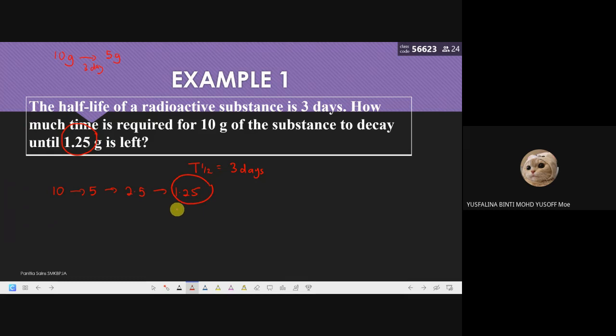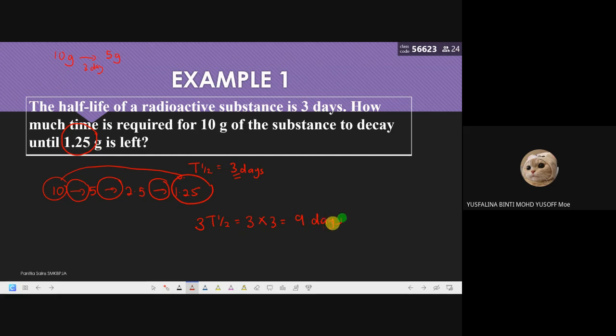The next part, you have to find how many days it will take starting from 10 until it becomes 1.25. So what you have to do is find how many half-lives there are. We already divided by 2, so you just count: 1, 2, 3. So there are 3 half-lives here. If one half-life is 3 days, then 3 half-lives means 3 times 3, so you will get 9 days.